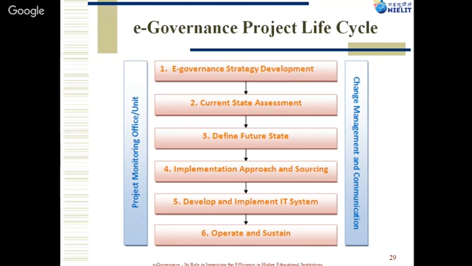If we are to adopt e-governance, it's not as easy as it seems to be. First of all, for e-governance, you must develop a strategy. It's very important because we don't want it to fail. Current state assessment is very important. What is currently happening, and define the future. What should be the future?